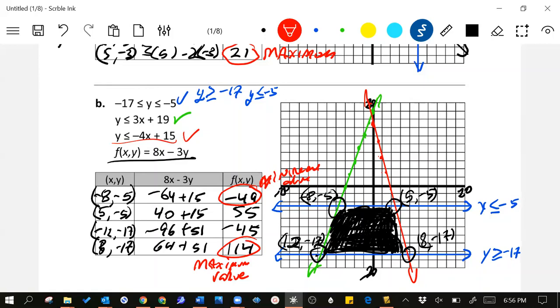Okay. So graphically, you get the vertex points that you put on the table. All right, next problem.